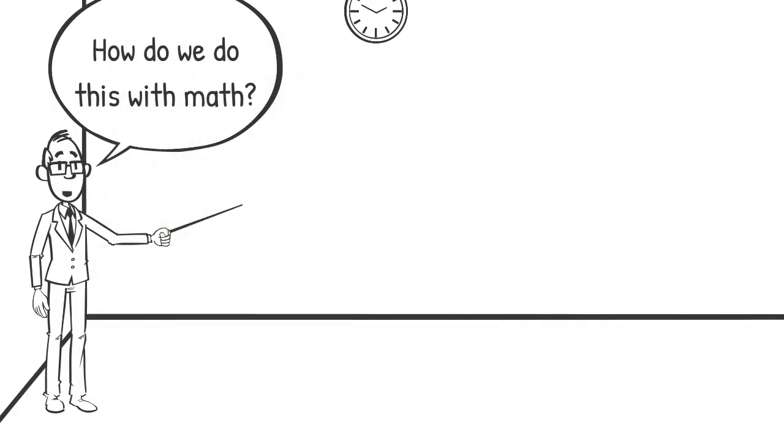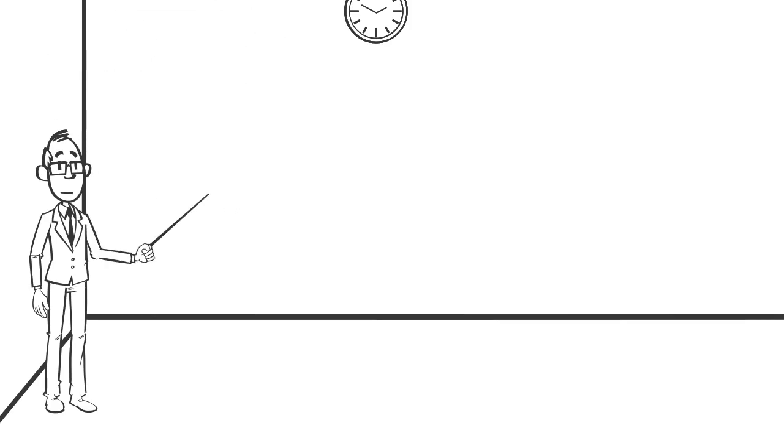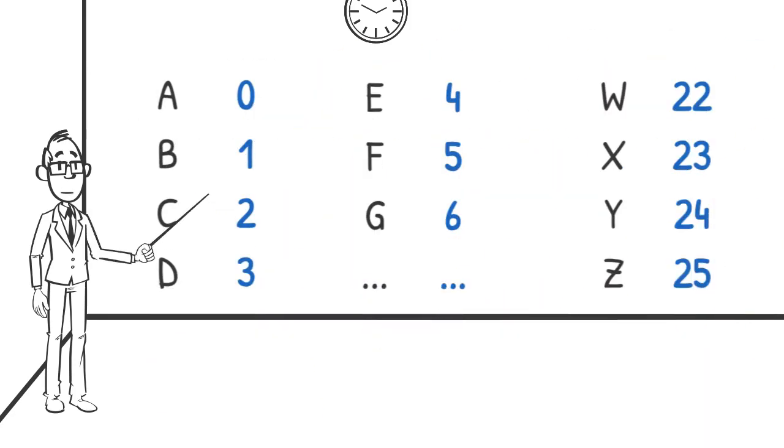You might ask, do we always have to carry around a dictionary? Or perhaps can't we do this with math? The answer is, of course, yes. We take each letter and assign it a number. We start with A equal to 0, B equal to 1, and so on, all the way up to Z equal to 25.